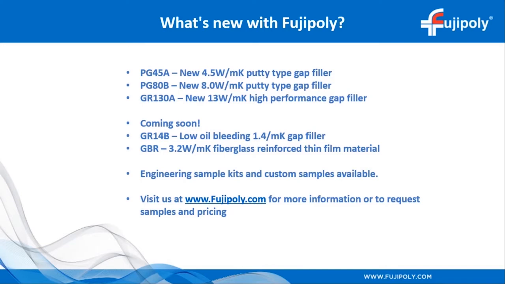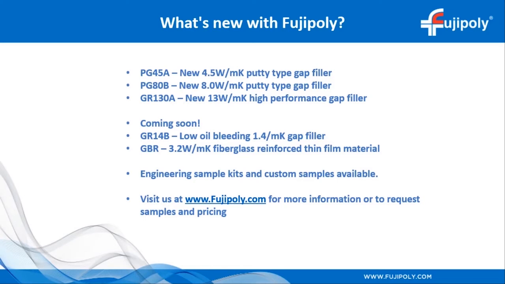So we've got the new PG45A, which is a 4.5 watt per meter Kelvin. Still pretty affordable, but kind of borderline high performance. And then the PG80B, an 8 watt per meter Kelvin material, which is considered a high performing gap pad. It's a new revision on our popular PG80A. We've made some improvements. We've made it a little bit softer, and I think we've improved the price a little bit, so that's definitely a win-win situation.